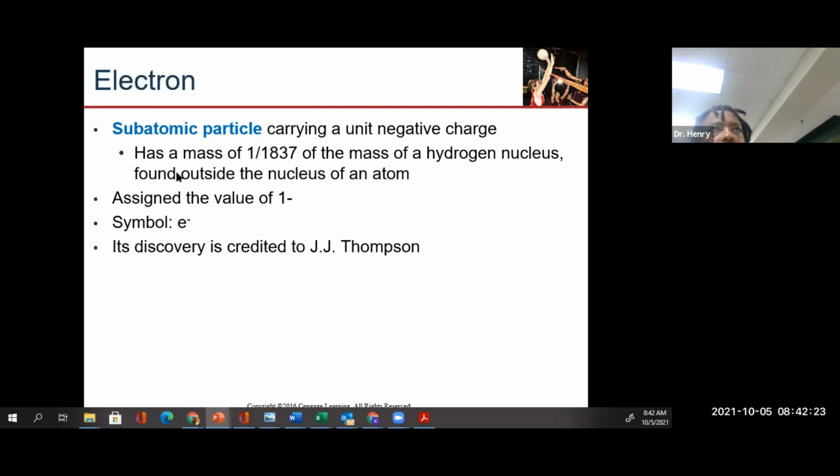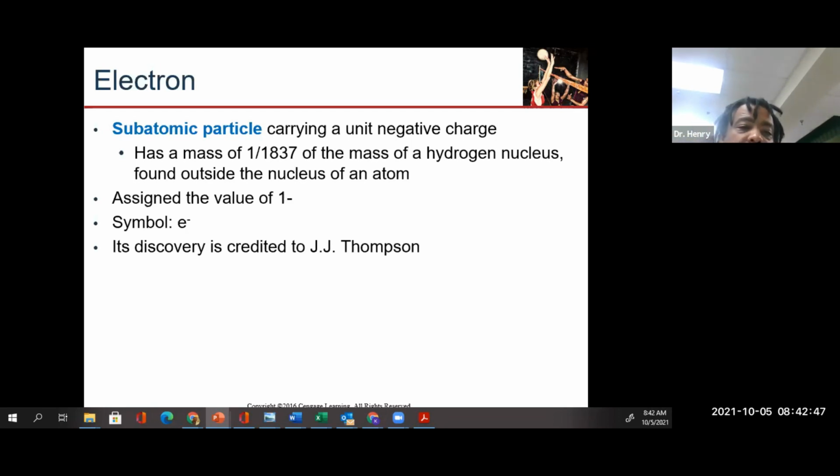So the electron basically has a mass of 1 divided by 1,837 the mass of a hydrogen nucleus, which is just a proton. So it is 1 divided by 1,837 the mass of a proton.